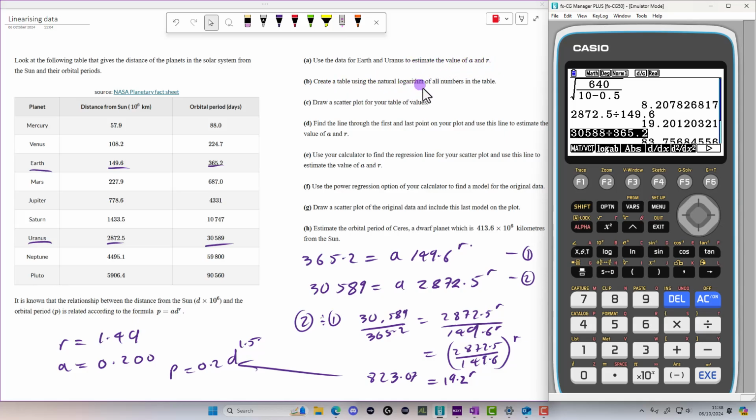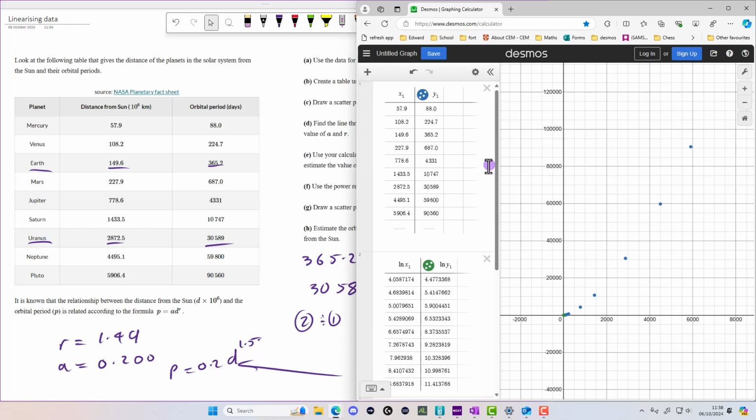Next, create a table using the natural logarithm of all the numbers in the table. So we're going to take the natural logarithm of all of these and all of these. Draw a scatter plot for our table, find the line through the first and last points, and use this to estimate a value for A and R. Well, I'm not going to quite do all of that, but what I am going to do is call up a graph I did earlier.